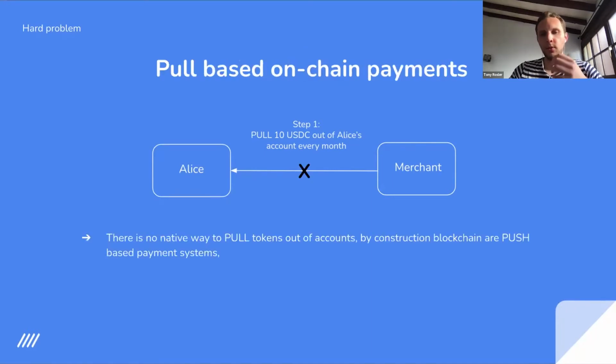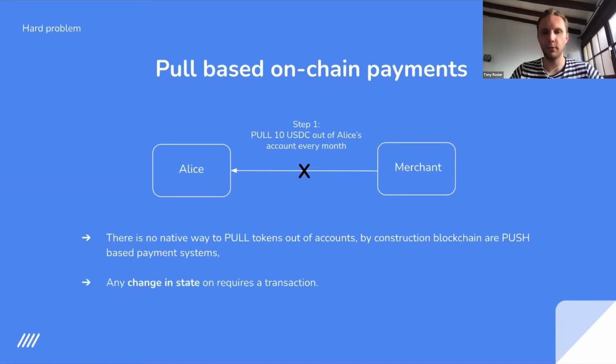Now, the issue is that if you try and move this model to blockchains, you run into some problems. So the first is there is no native way to pull tokens out of a user's accounts simply on the execution layer in blockchains. Now, this is largely because by construction, blockchains are push-based payment systems where every change in state requires a transaction, and every transaction requires an elliptic curve digital signature from the user's point of view. So what that means in a very naive way, if a user wants to submit a $10 a month payment, they'll have to manually sign a transaction and submit this payment.